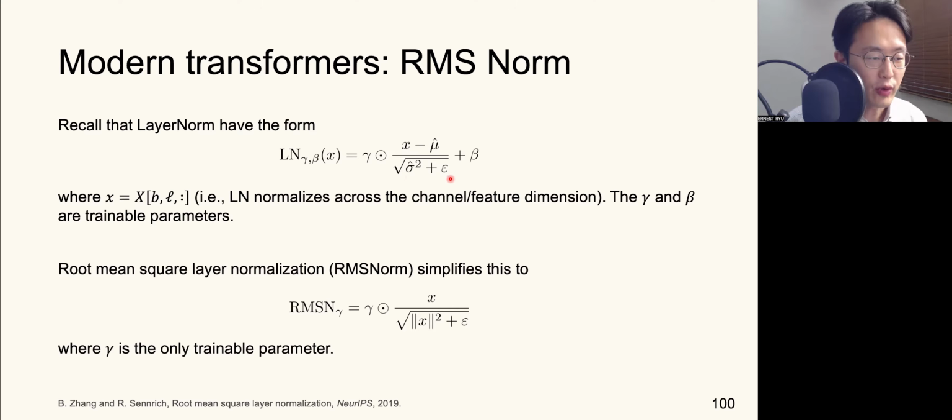Recall that the layer norm operation has this form. So we have an operation where we subtract the mean and we divide by the standard deviation. RMS norm is a simplification of layer norm. It stands for root mean square layer normalization, and it looks like this.